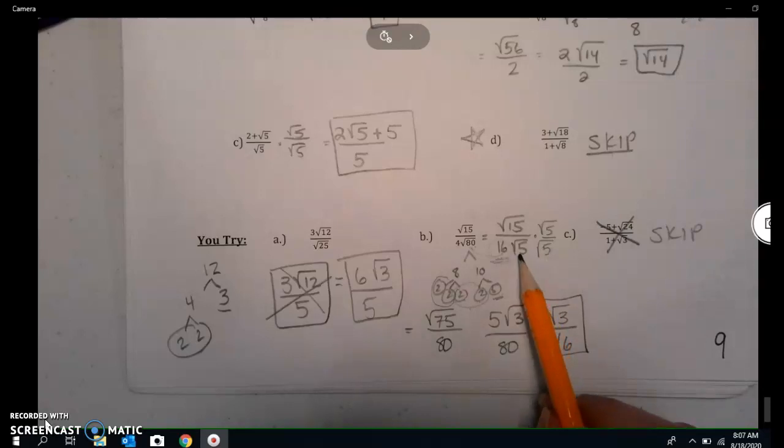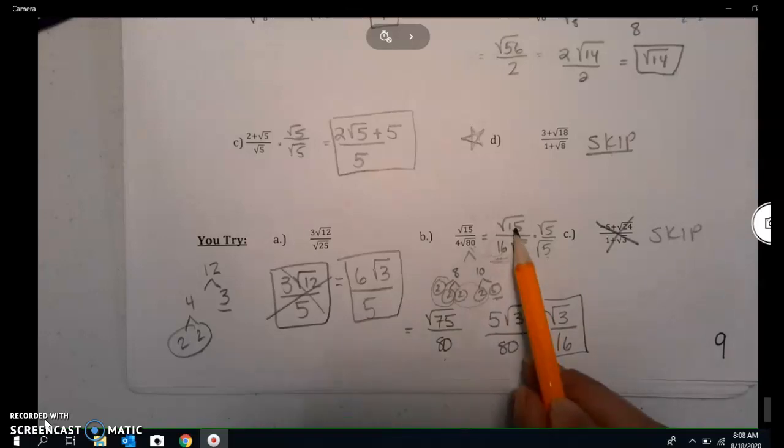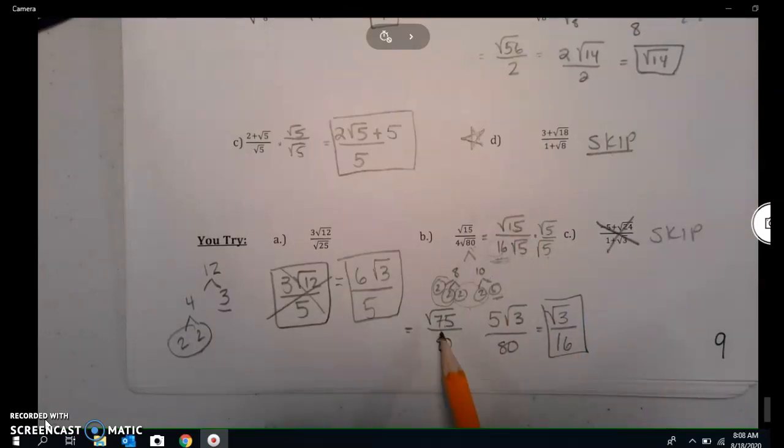So now we have rad 5 times rad 5 on the bottom is rad 25, which is 5. Now I took this 5 times 16, and that's where the 80 came from. This is my next step. And then 15 times 5 is 75. So I have rad 75 over 80 right now.